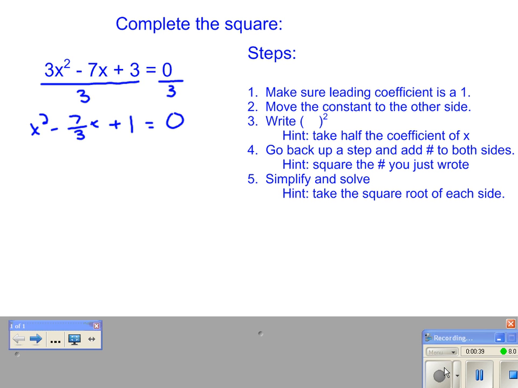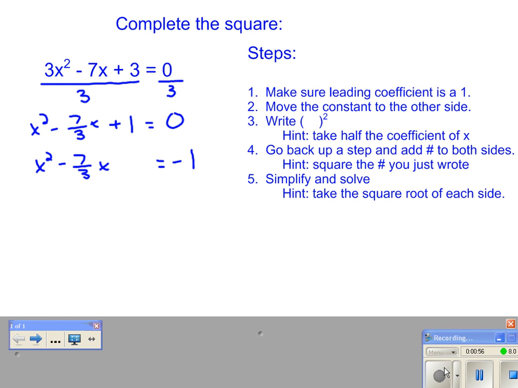The second step is move the constant to the other side. The constant here is the 1. It's the term without the x by it. So we get x squared minus 7/3 x equals negative 1.